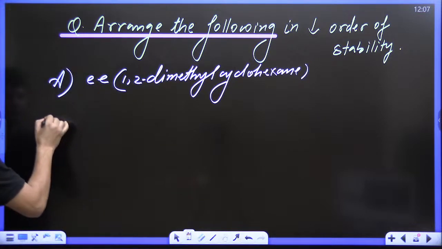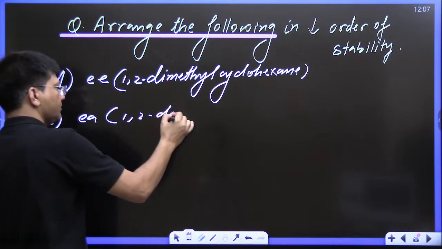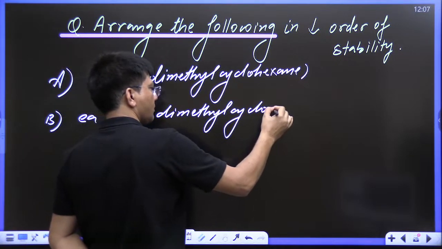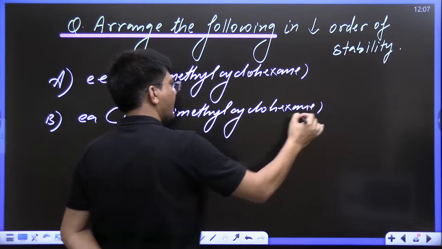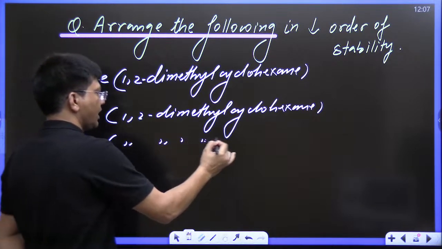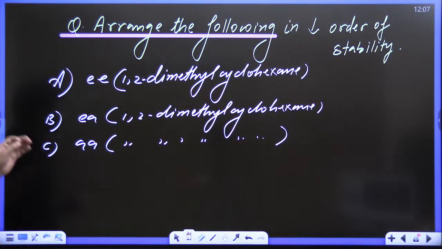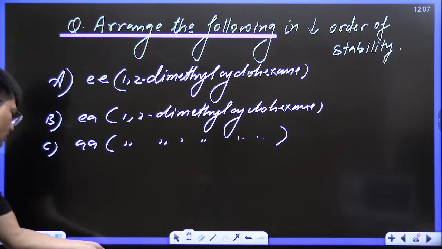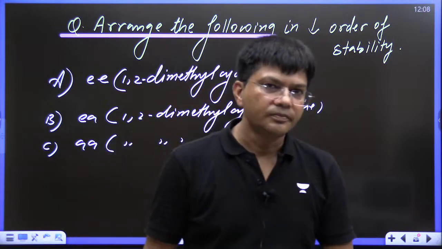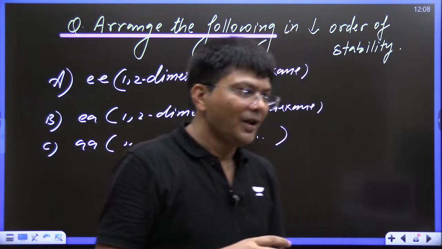Another one is given as equatorial axial 1,2-dimethyl cyclohexane. And the last one is given as axial 1,2-dimethyl cyclohexane. Now let me know if you are able to understand what I have told you. You can answer it immediately. Kids, do let me know. Even if you are not able to remember the energy level, if you have forgotten, let me give you one trick.